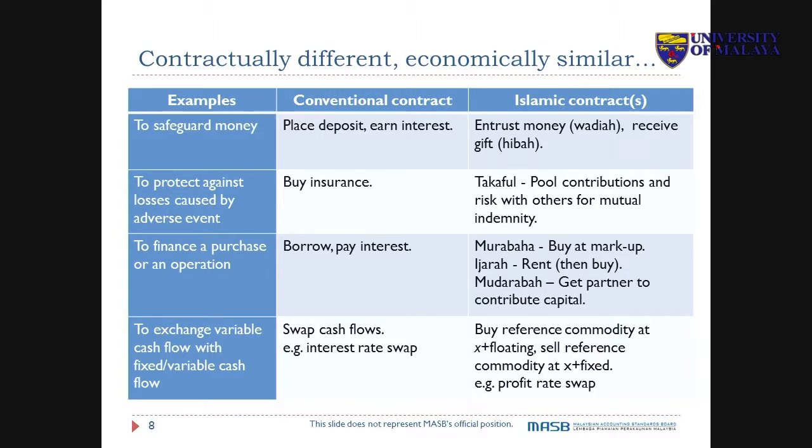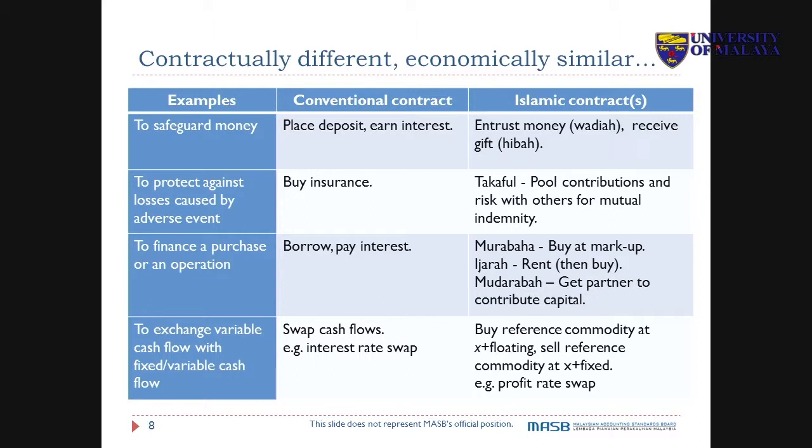But in a lot of cases, they are economically similar. For example, if you wanted to safeguard your money, in a conventional contract, you would place a deposit and earn interest. But in the Islamic sphere, you would entrust your money or put a wadiah contract with the bank, and you may or may not receive a gift or hibah. But in Malaysia, of course, you would.